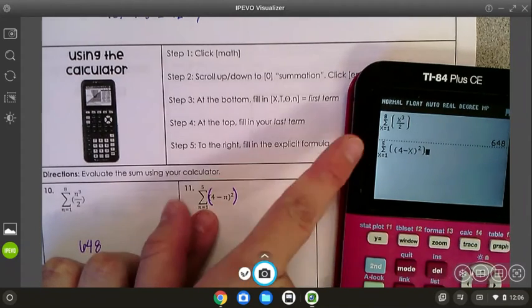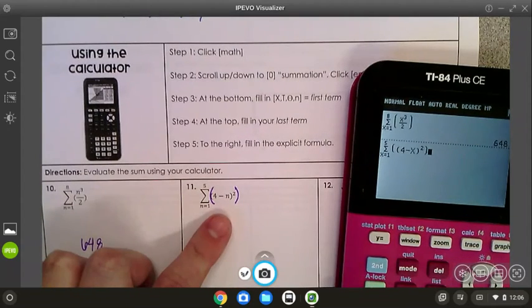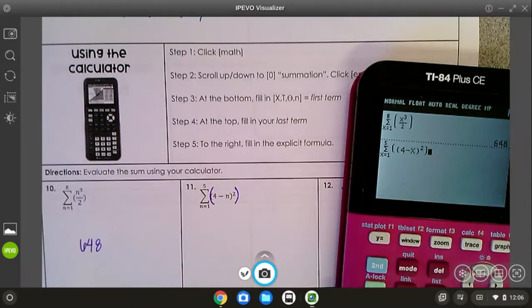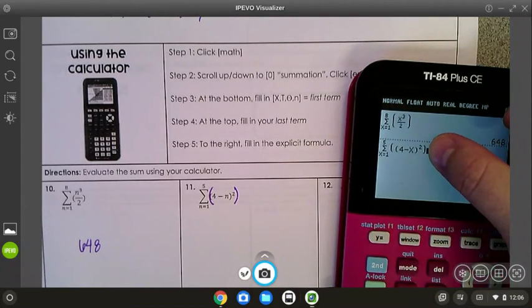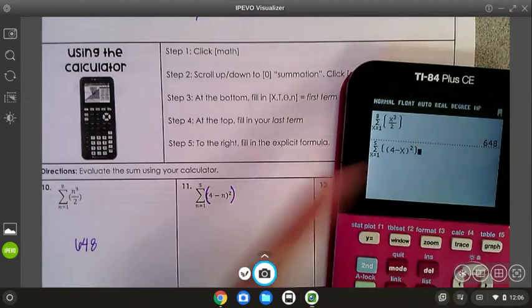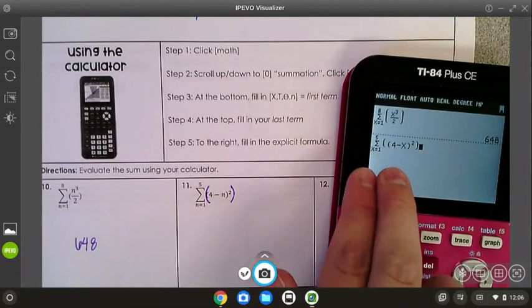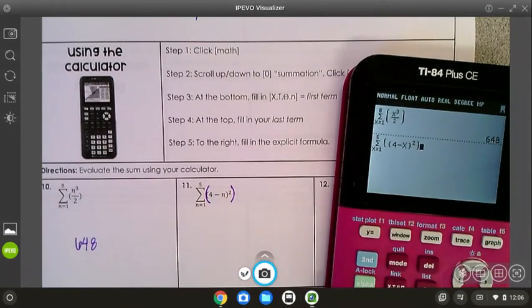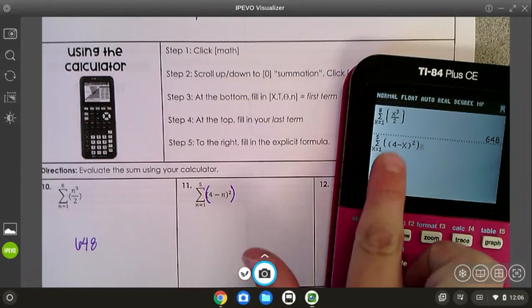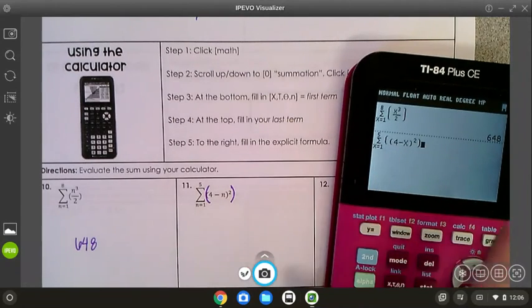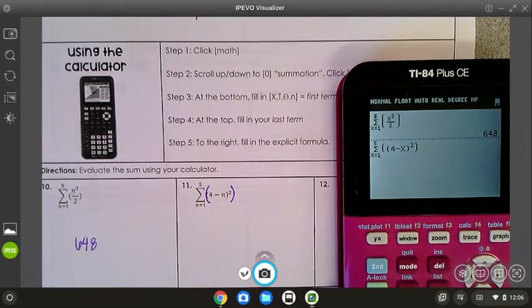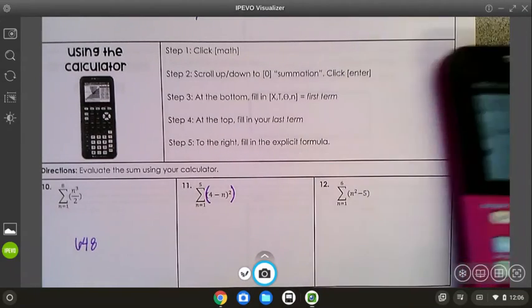And notice how there's still parentheses there on the very outside. If you didn't do it this way, if you just went outside and put the squared, then it would have found the sum of 4 minus x and then squared that answer. So you have to be very careful. We get 15.